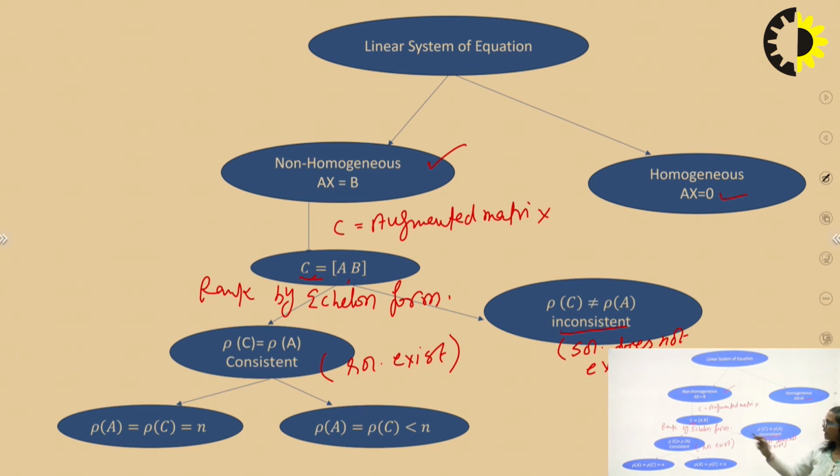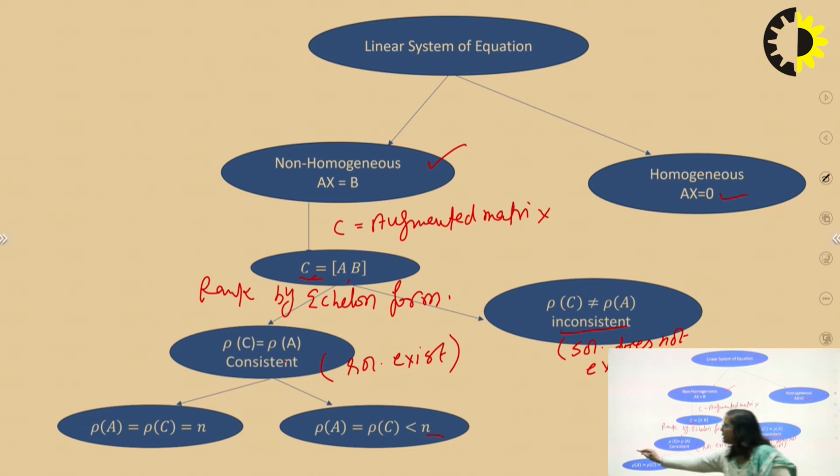Again, if the solution does not exist, then we need not do any further exercise. But if the solution exists, then we think what type of solution will exist over here. That depends upon the number of unknowns we have. Means if the rank of the coefficient matrix is the same as the rank of the augmented matrix, which is equal to n, n is nothing but the number of unknowns given over here.